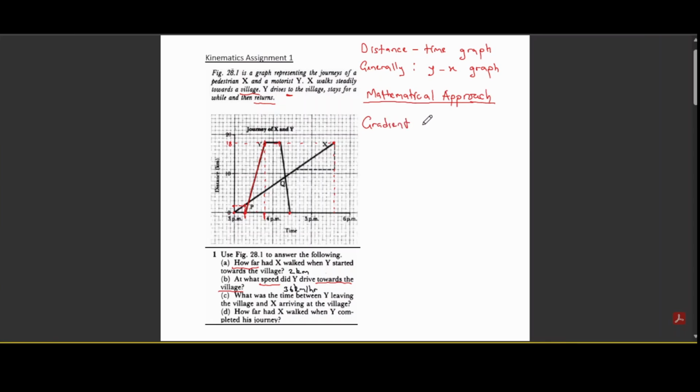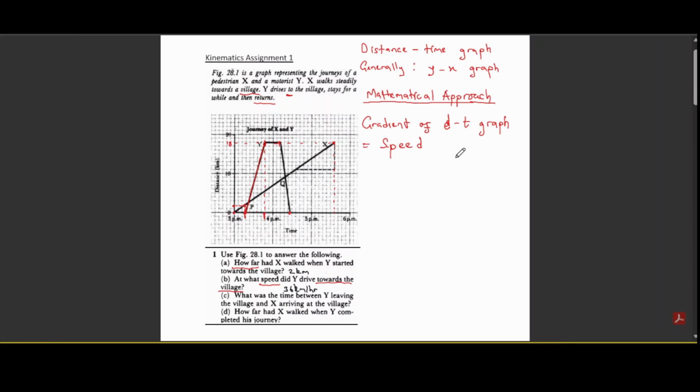Sometimes they write the st graph, in physics where s stands for displacement, but let us just say dt graph, meaning distance time graph. So the gradient of a distance time graph is equal to speed. That is a fact you must know, and we proved it in our yesterday lesson. You can go and check and see how we proved it.